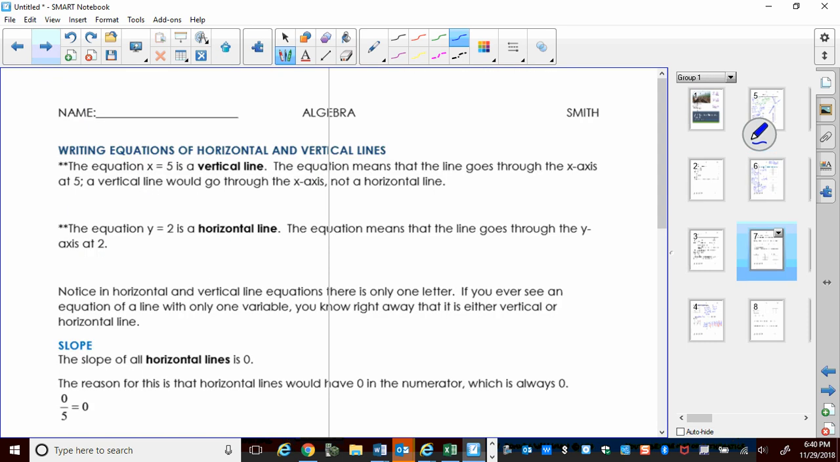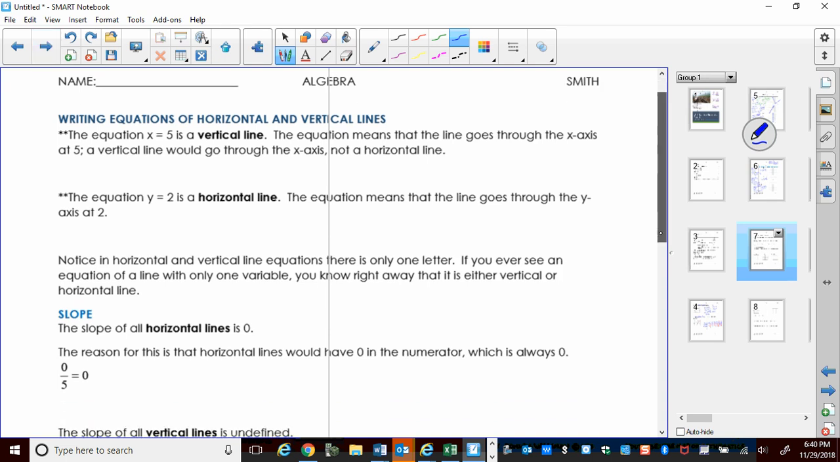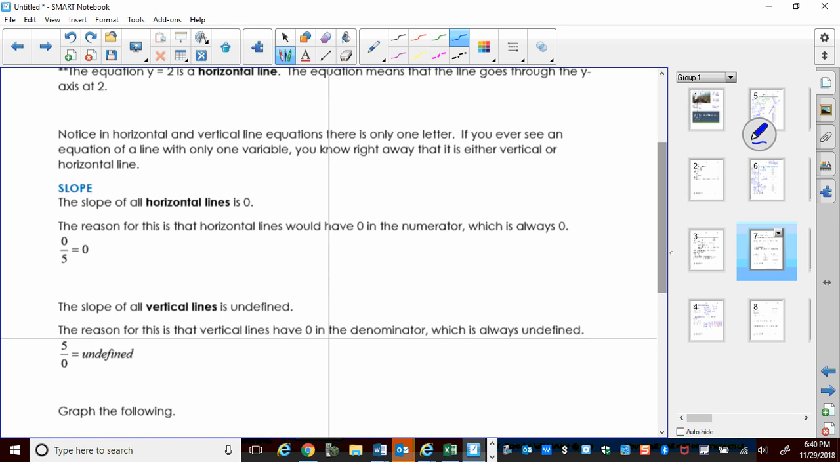Relatively short lesson there. Now, going through the next part, it says the equation x equals 5 is a vertical line. The equation means that the line goes through the x-axis at 5. A vertical line will go through the x-axis, not the horizontal line. The equation y equals 2 is a horizontal line. The equation means that the line goes through the y-axis at 2. Notice in horizontal and vertical line equations, there is only one letter. If you ever see an equation of a line with only one variable, you know right away that it is either vertical or horizontal.